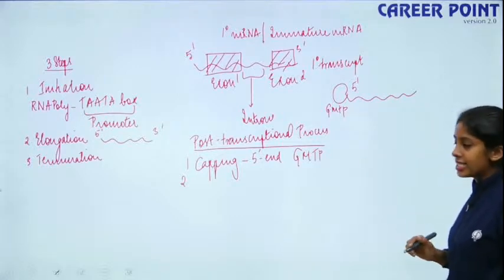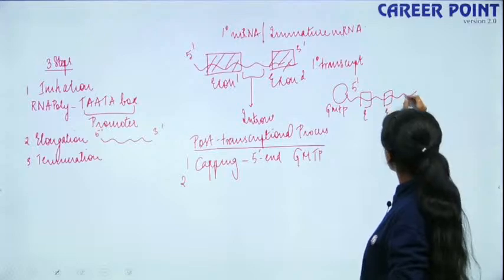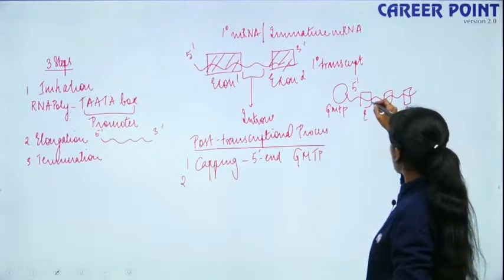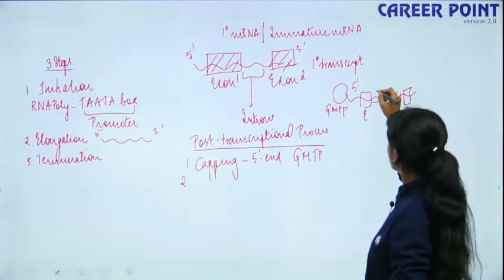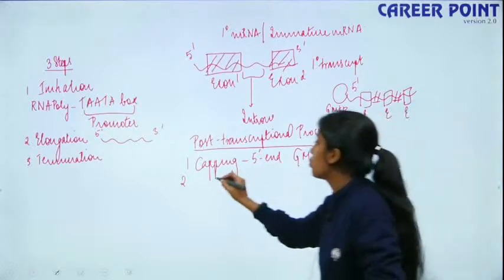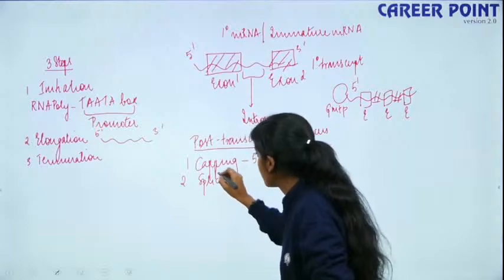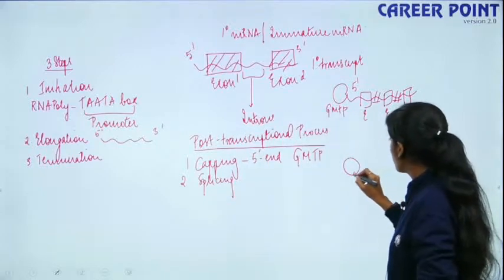The second step: you have exons and you have introns. These introns are not needed for us, so they have to be chopped off. The introns will be chopped off by a process known as splicing. All the introns will be tagged like this.